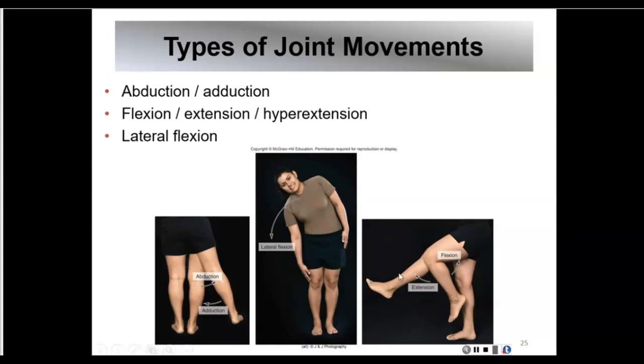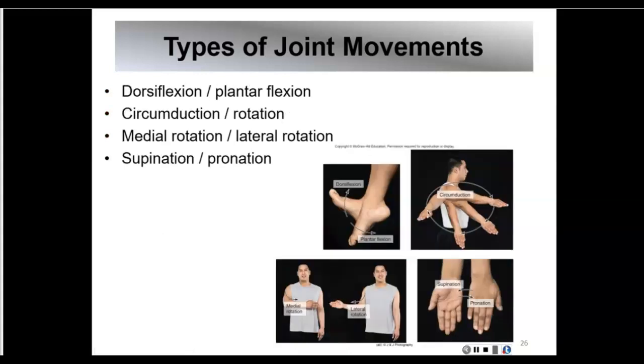When you have your arm straight out with your hand straight, that's extension. If you point your fingers up to the sky, that would be hyperextension. If you point your fingers down to the floor, that would be flexion. Lateral flexion is to the side, going laterally. In the foot, we have what's called dorsiflexion and plantar flexion. Dorsiflexion is pointing your toes towards the sky. Plantar flexion is pointing your foot towards the floor. Think going towards plants.